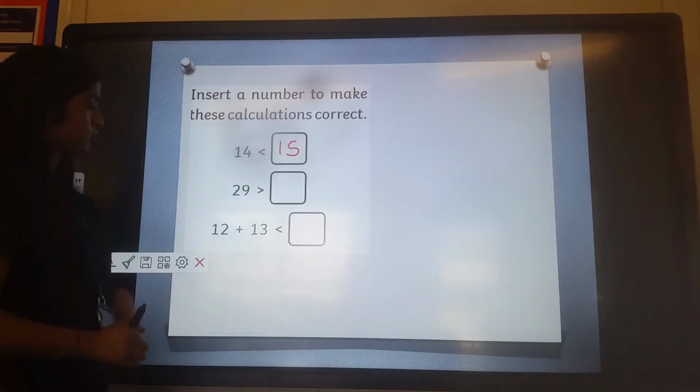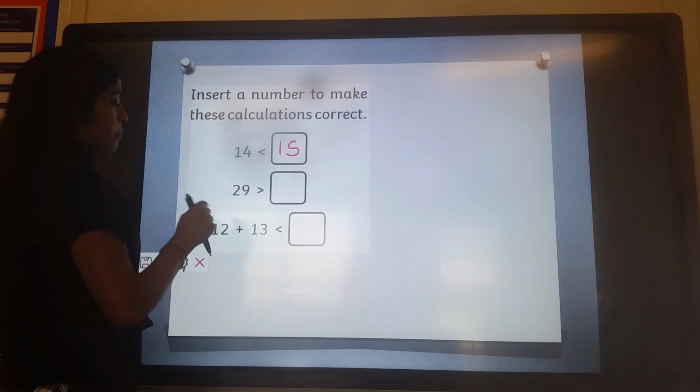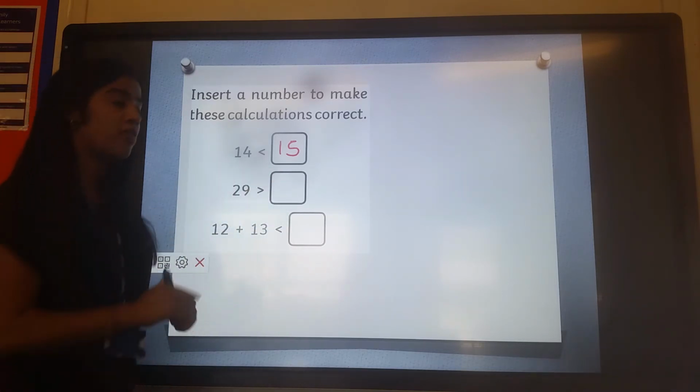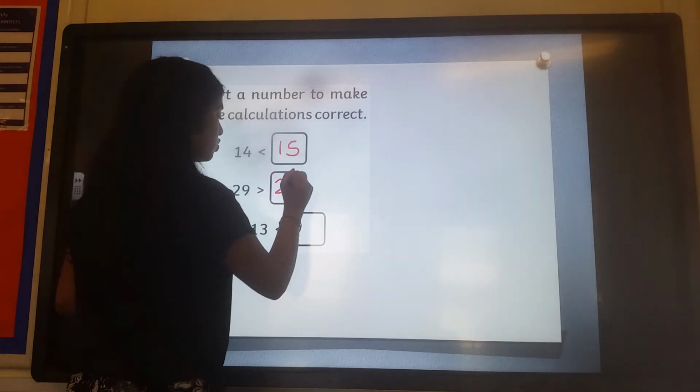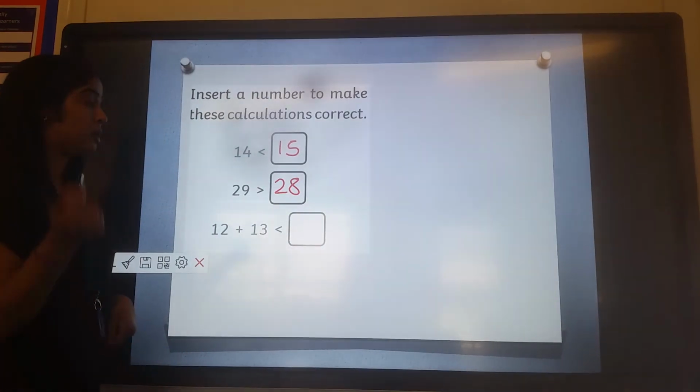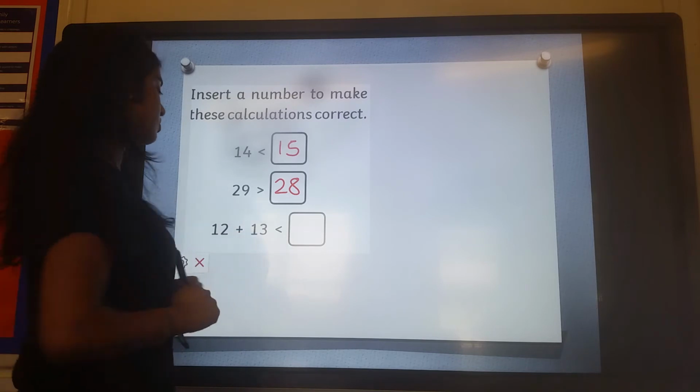Well done. Next one, have a look here. So that means the number in this box has to be smaller than 29. So as long as your answer is 28 or smaller, so any numbers less than 28, the answer is correct.